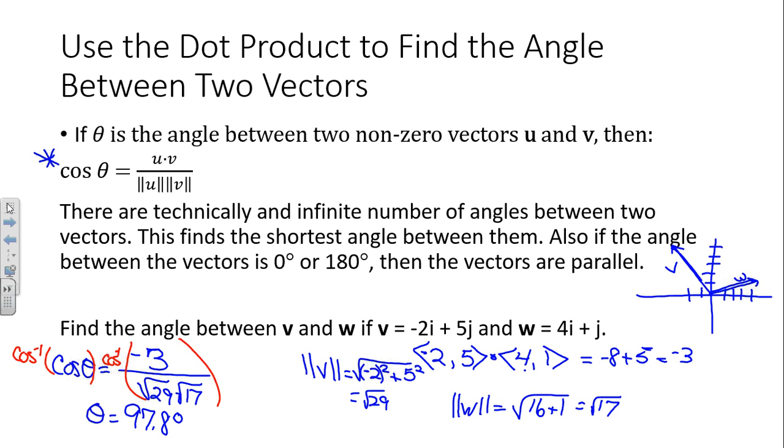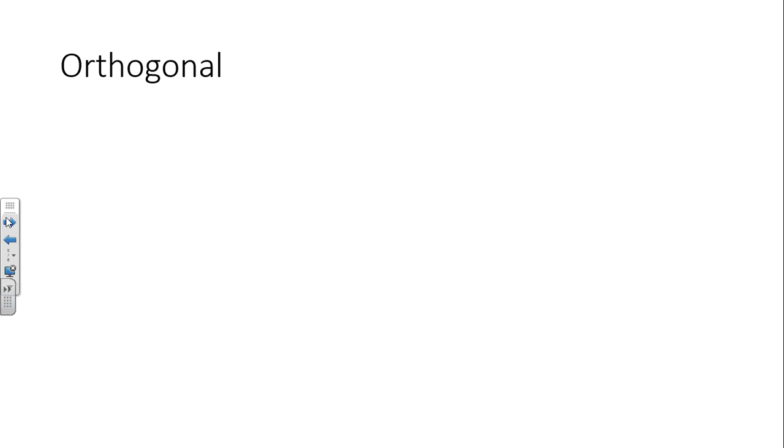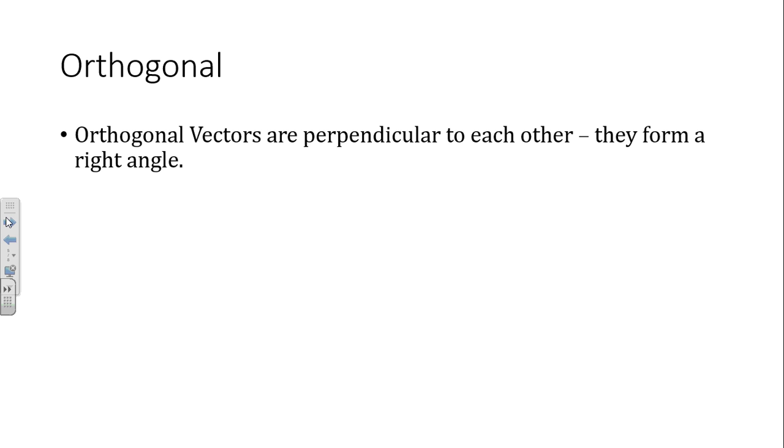Okay, so here comes our next one. Next we want to talk about orthogonal. Orthogonal is used to describe vectors that are perpendicular to each other. Okay, we want them to make right angles.